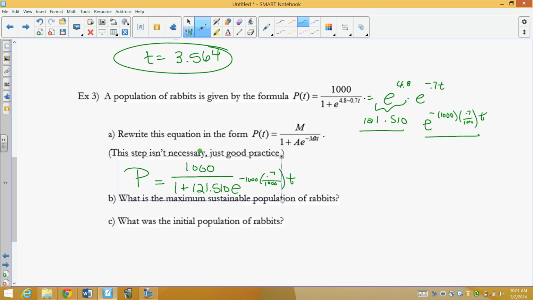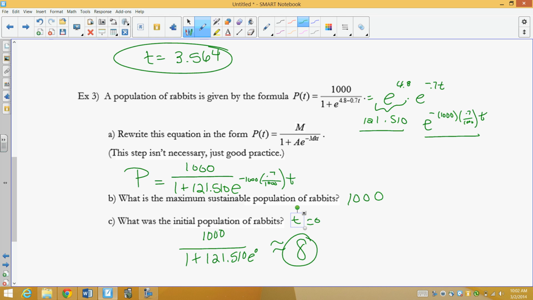What's the maximum sustainable population? Maximum sustainable population, that's your carrying capacity, that's M, 1,000. What's the initial population of rabbits? In other words, what do you get when t equals 0? Well, when t equals 0, I'd have 1,000 divided by 1 plus 121.510 e to the 0, which is going to be approximately 8.